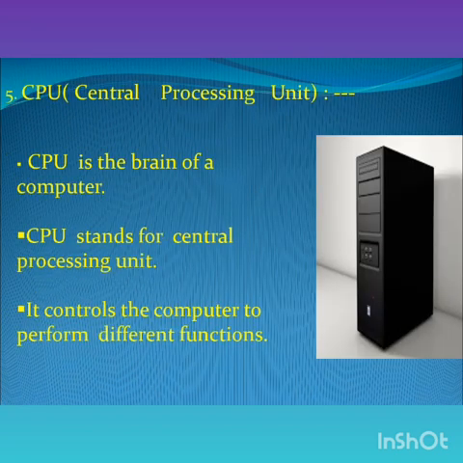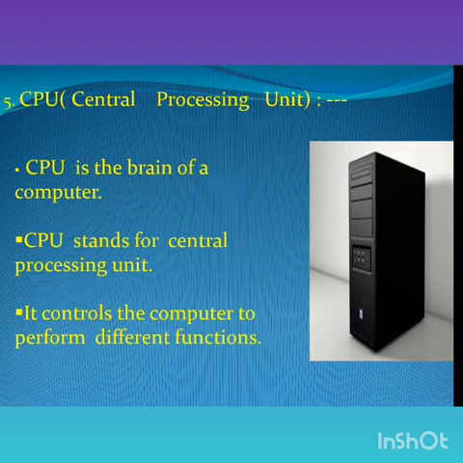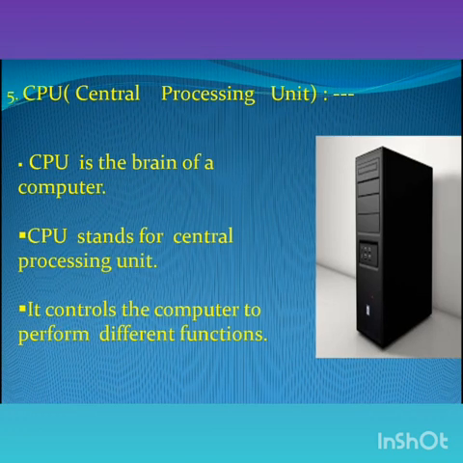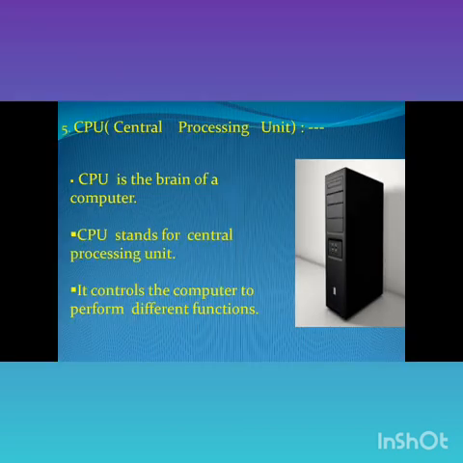The fourth main part of a computer, and it is so important, is the CPU. The first point is the CPU is the brain of a computer. What is the brain of a computer? You say CPU is the brain of a computer. CPU stands for Central Processing Unit. Please remember. The third point is it controls the computer to perform different functions. Through the CPU we can perform different functions.